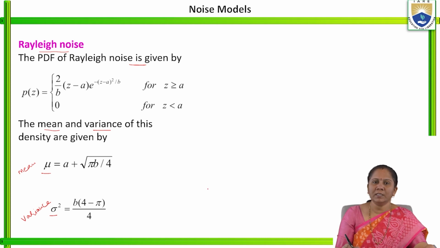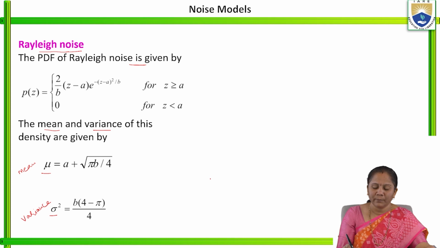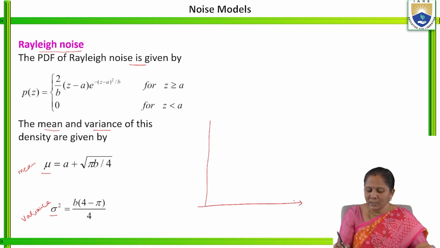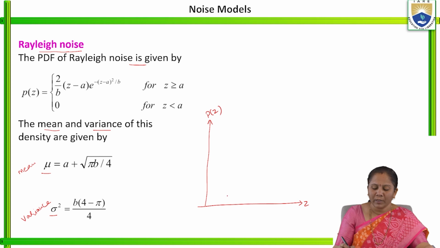So considering these equations, we can draw the probability density function for this Rayleigh noise. So here is Z and this is P of Z. The probability density function will be like this. So this is the maximum point.